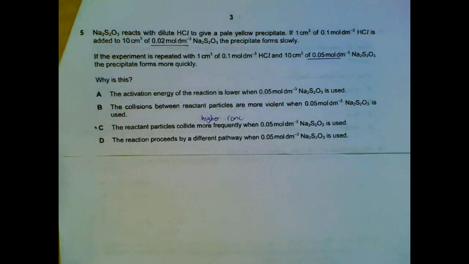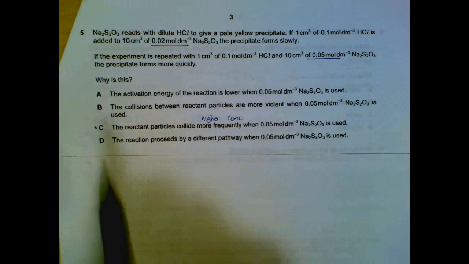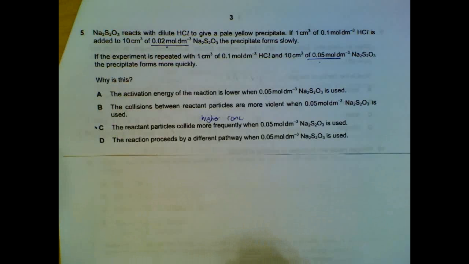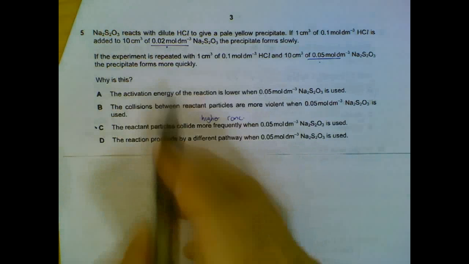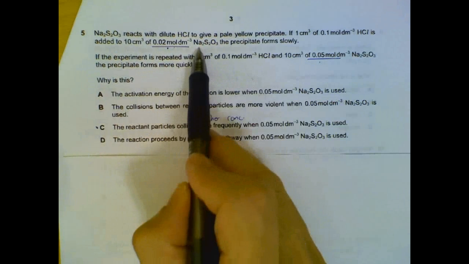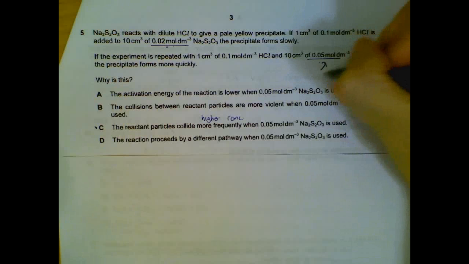Number 5, we have two experiments. Conditions are almost the same except for the concentration of one of the reactants among the two experiments. Here we use 0.02 moles per dm cube of sodium thiosulfate. Here we use 0.05 moles of sodium thiosulfate. So this one is more concentrated.